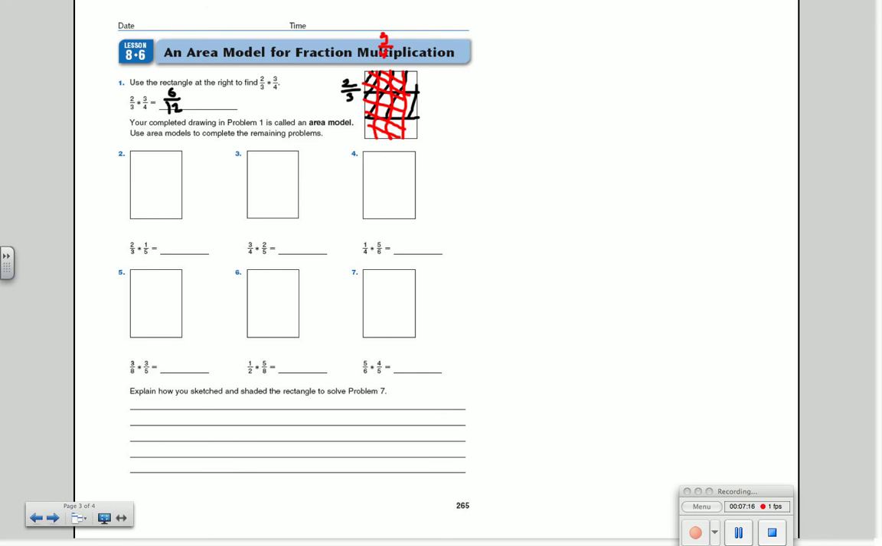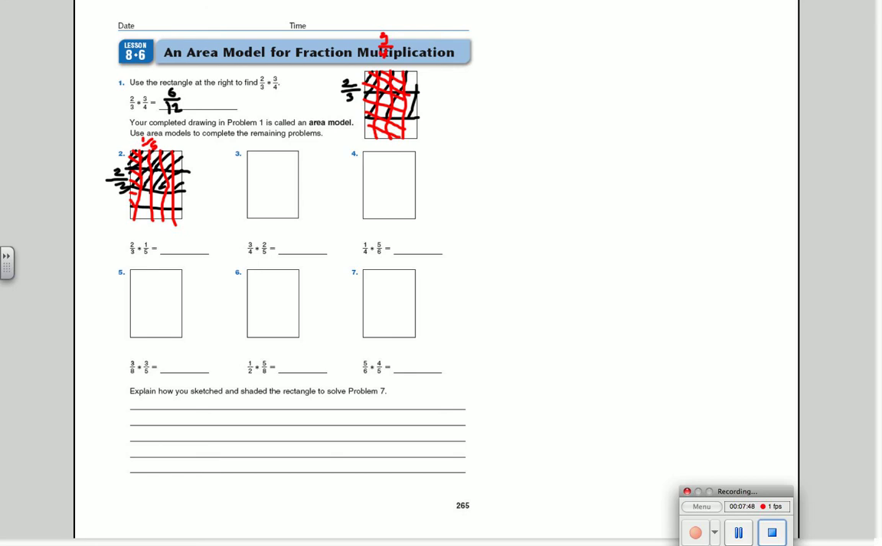I know you guys get that part, but you do need to understand this area model in order to successfully complete your study link. Now, you want to use area models to complete the remaining problems on this page. So, first things first, 2/3 times 1/5. Go ahead and separate side to side, separate it into thirds, shade in 2 of them. Do the same thing then for 1/5. Pause the video.